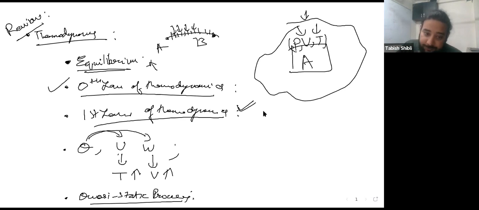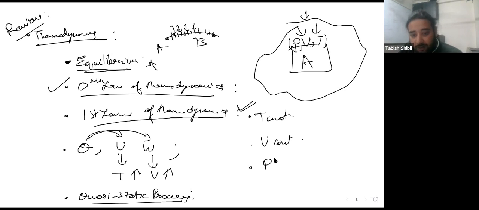Then what did we do? We defined the rest of the processes. There are four kinds of processes that are possible. First, where temperature remains constant, isothermal. Where volume remains constant, isochoric. P constant, that is isobaric, and Q constant, that is adiabatic. Right? We did all of this initially.